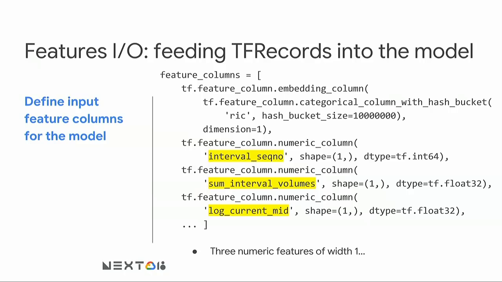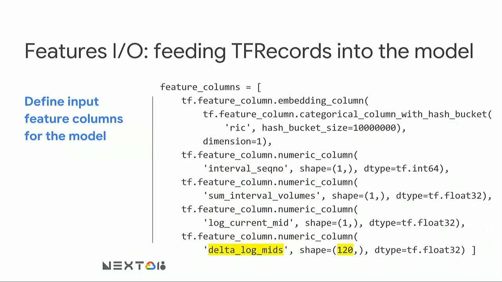Then you have feature columns for other model inputs, in this case, interval sequence number, sum of interval volumes for the trailing window, and logarithm of the current mid. You can see that we specify their shape. The first dimension is 1 in all cases, meaning that they all have width 1. They're all scalars. And then we have delta log mids, for which we specify shape with the first dimension set to 120, reflecting the fact that it's expected to be a list of 120 values.